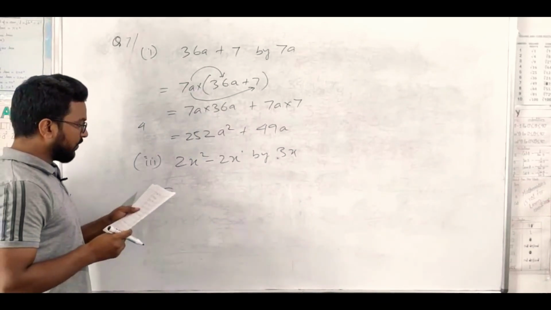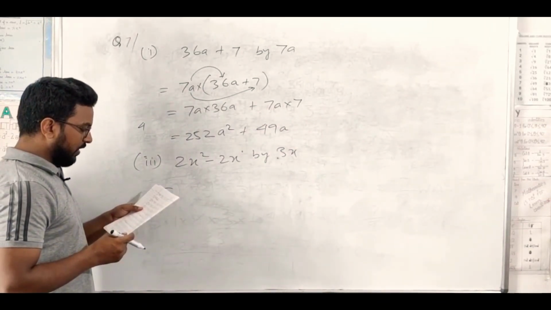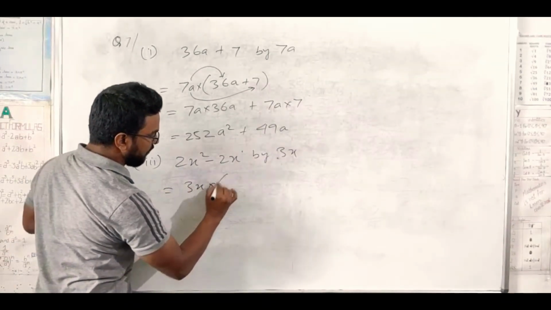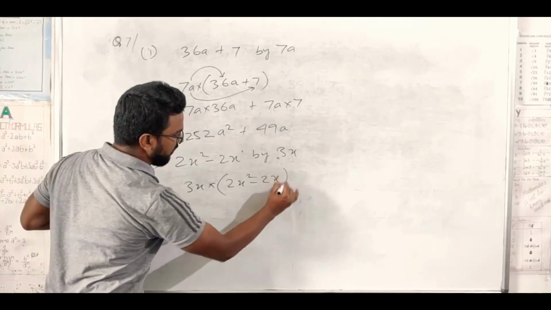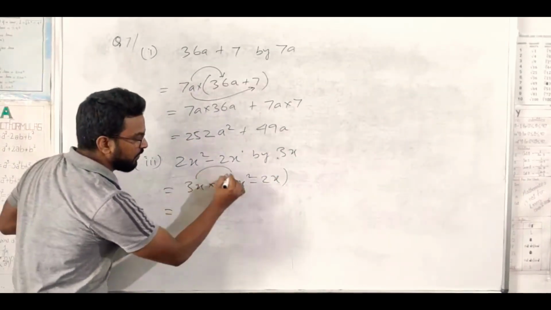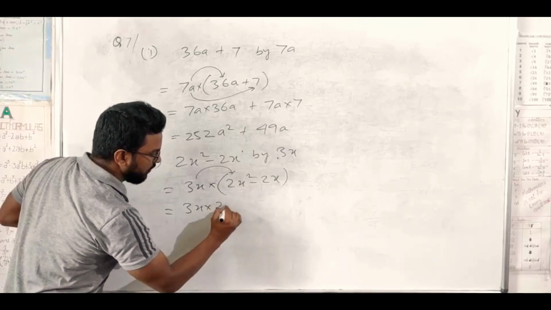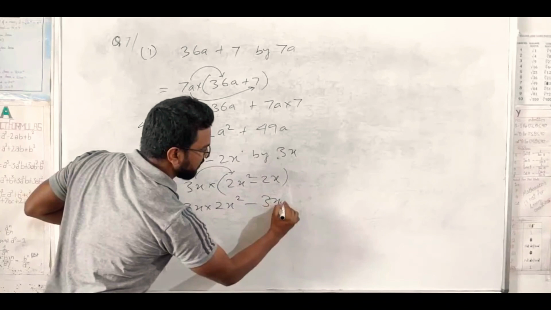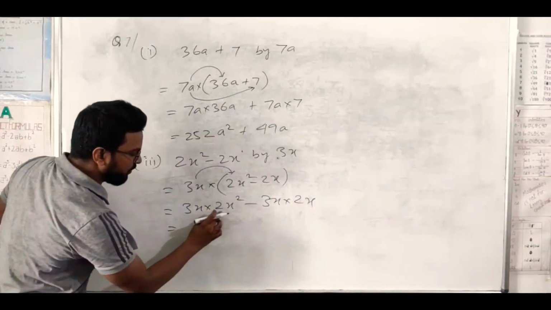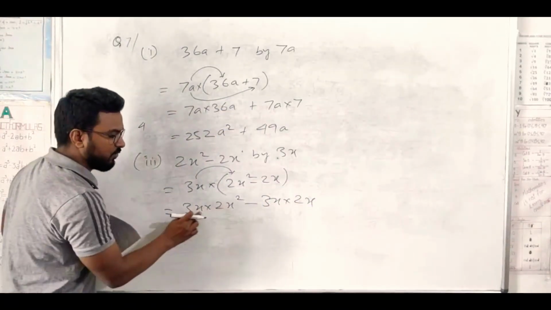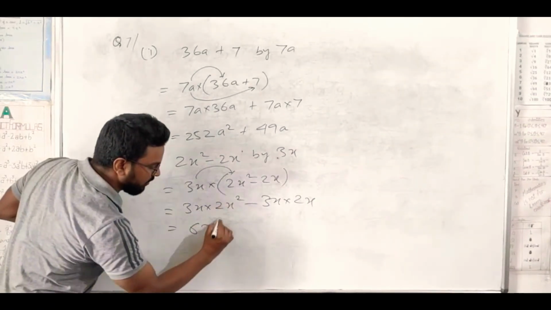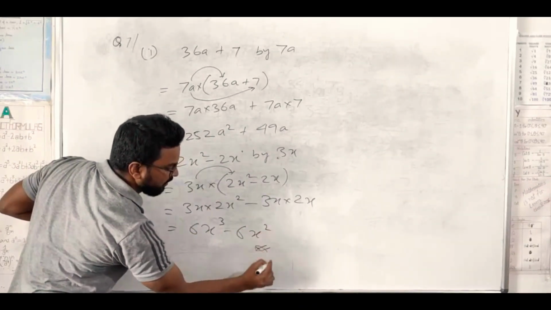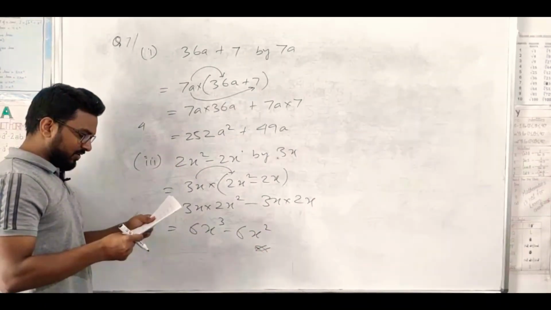So next question, Roman number 3. You have to multiply 2x square minus 2x by 3x. So first you write down 3x into 2x square minus twice x. So you multiply one by one. First you multiply this one with this, 3x into 2x square. What sign is here? Minus. So you put minus again, 3x into 2x. 3 2s are 6. X, how many x are here? 1 plus 2. This will be 3. X to the power 3, minus 3 2s are 6. X into x, x square. That will be our answer. Okay, we'll do the next question.